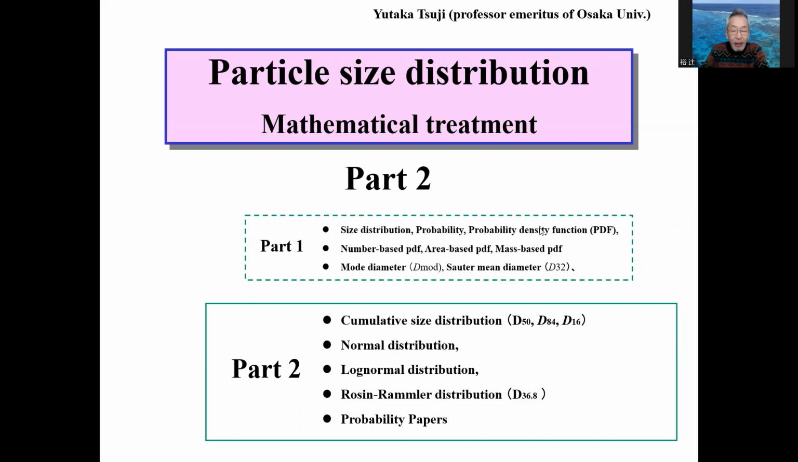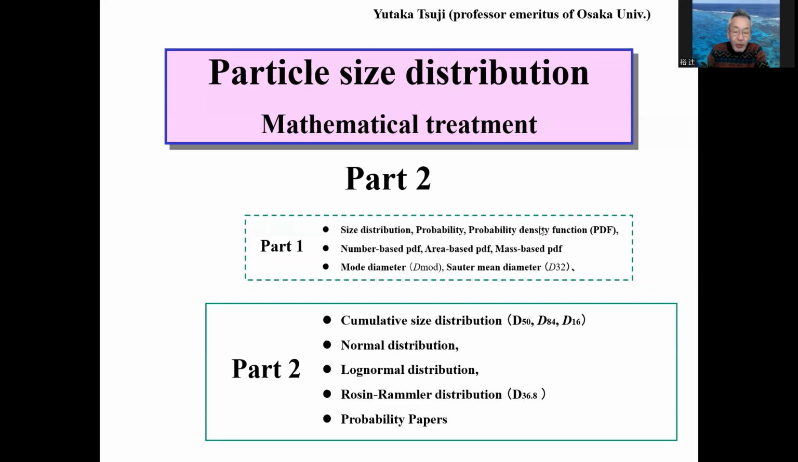First, in part 1, I explained probability density, and probability density function for beginners of this kind of subject. After that, I explained number-based, mass-based, area-based probability density function. And I also explained things related to those functions. Finally, I explained specific surface and Sauter-mean diameter D32.